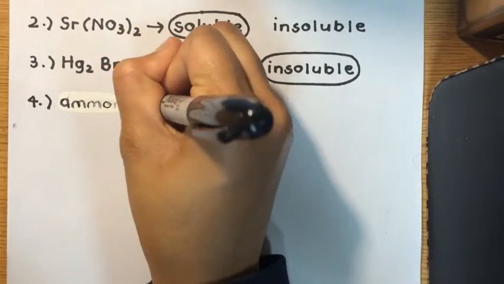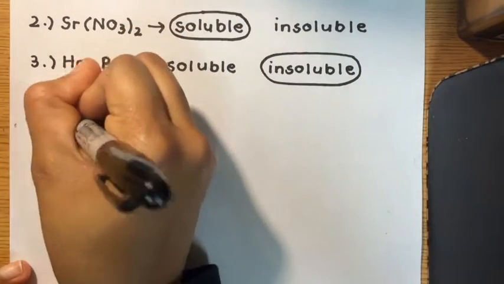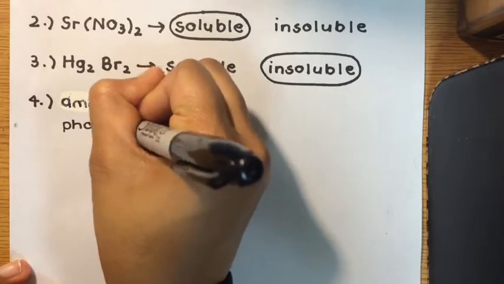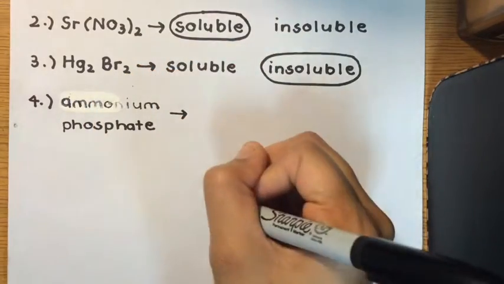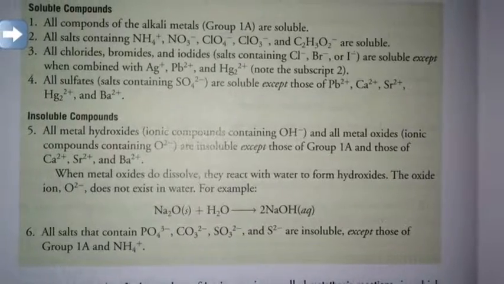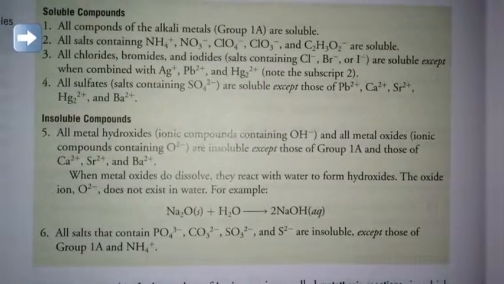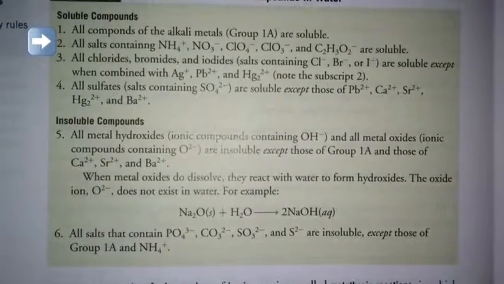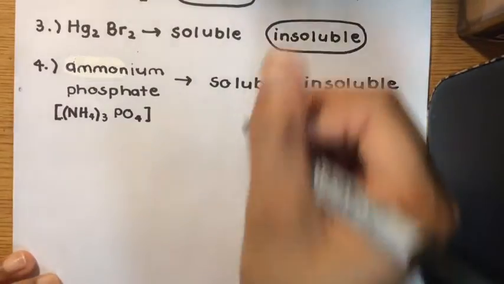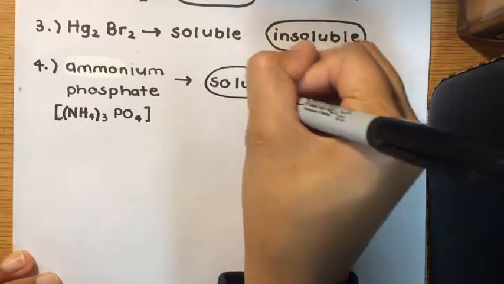We'll be looking at ammonium phosphate in our next example, as seen (NH4)3PO4. We'll be looking at rule 2 to say that all ammoniums are soluble, thus making the answer soluble.